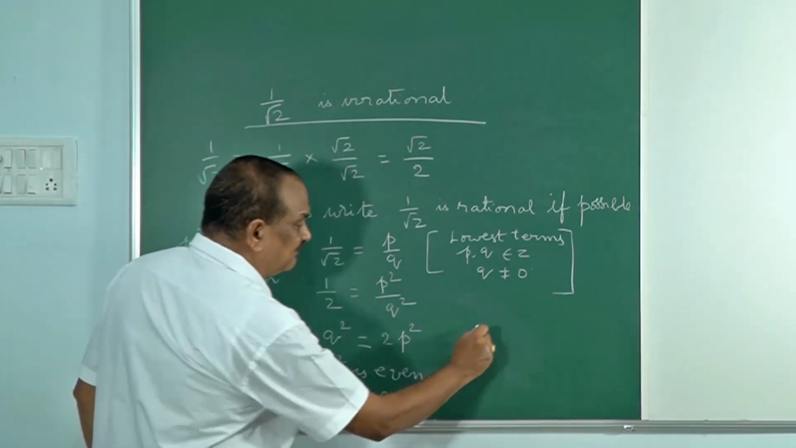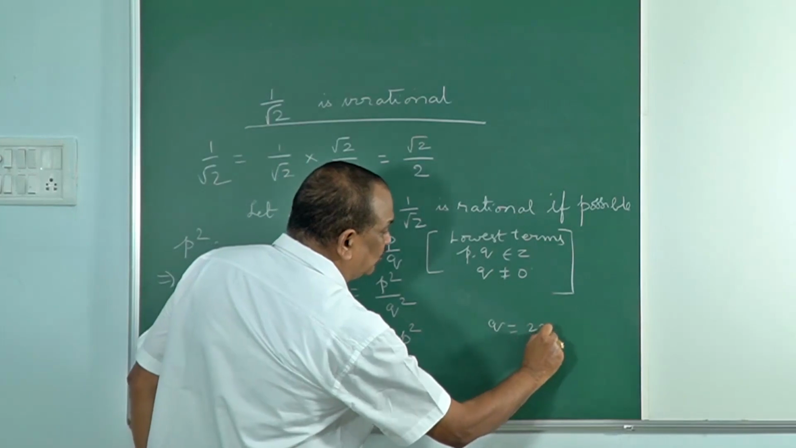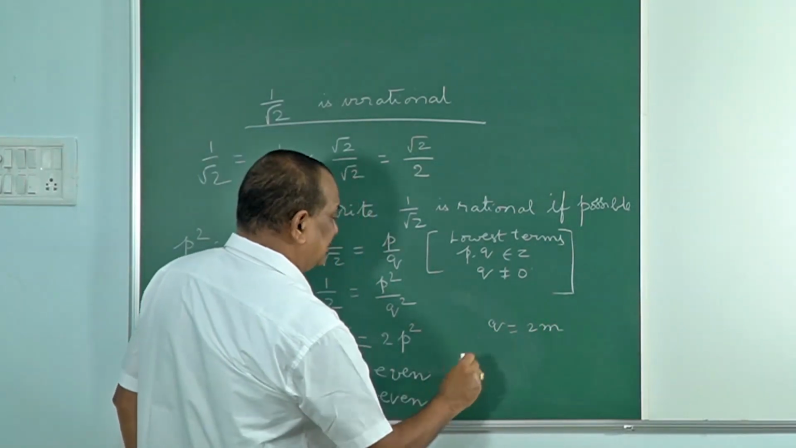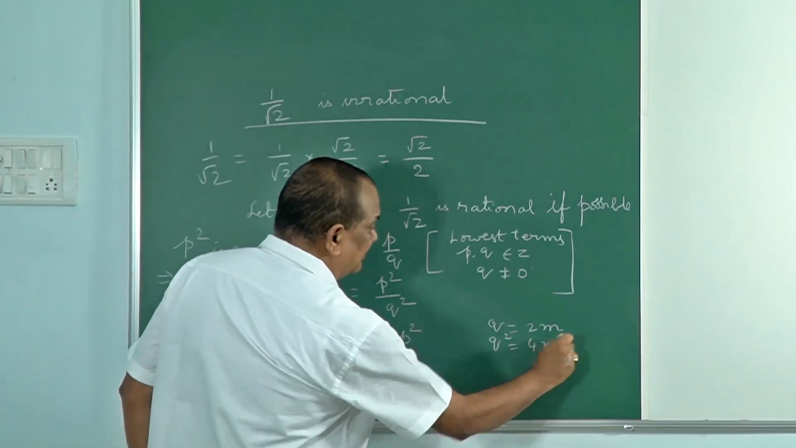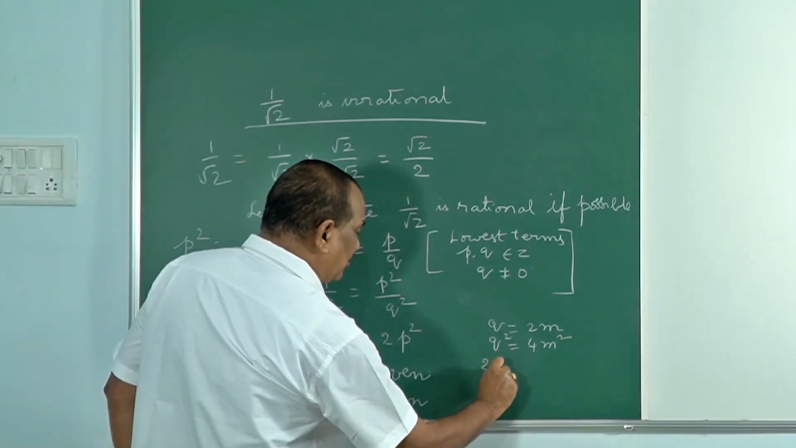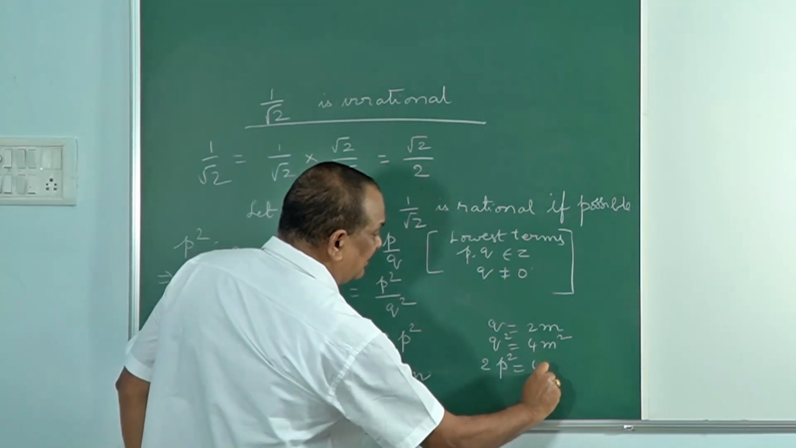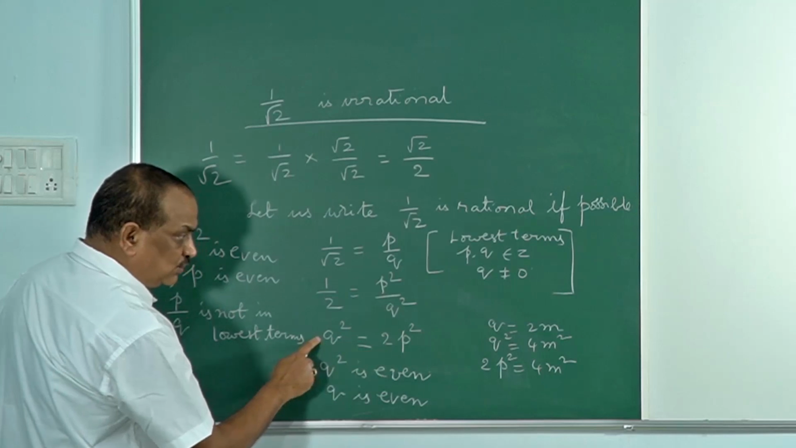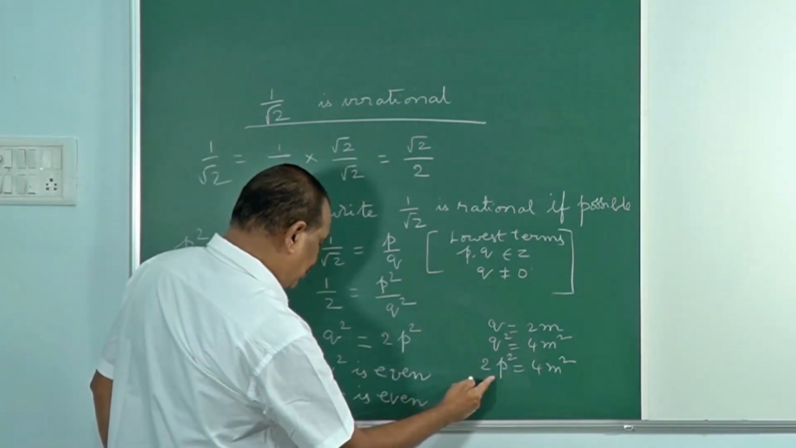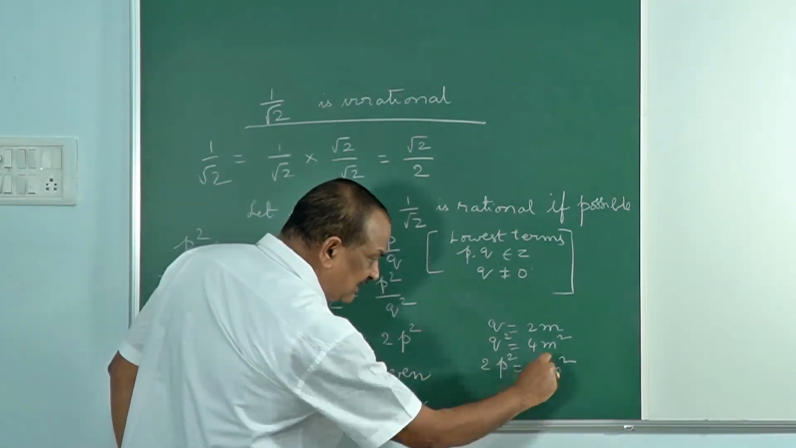Q is even, let Q is equal to 2m because it's an even number. So Q square is 4m square and Q square is 2p square. Okay, 2p square is Q square. So Q square is 2p square and you cancel 2 here.